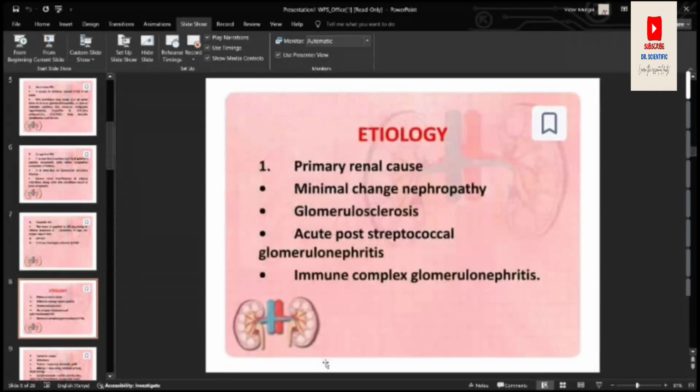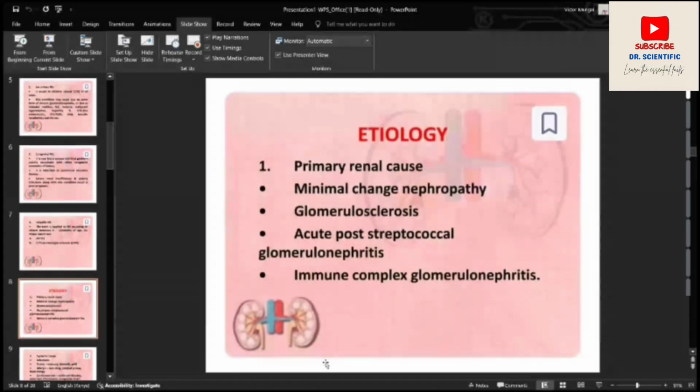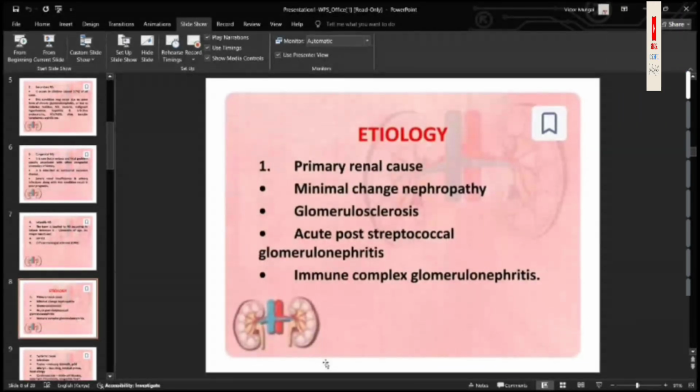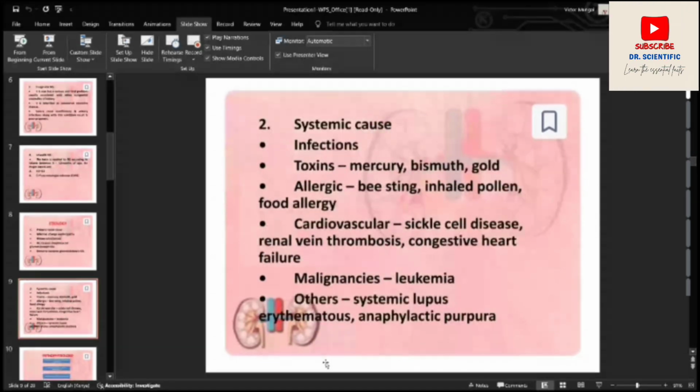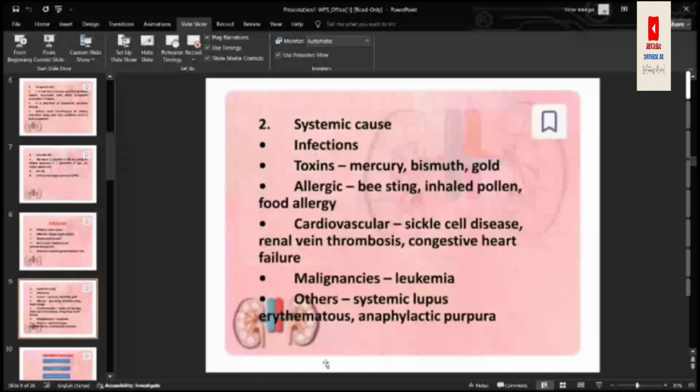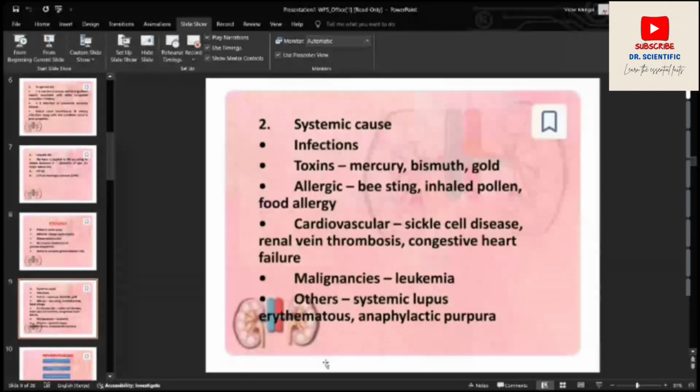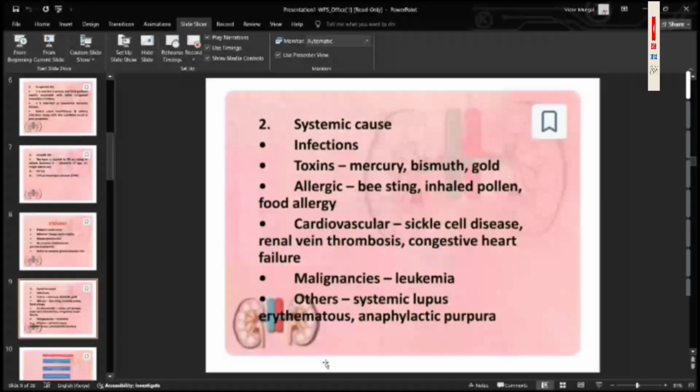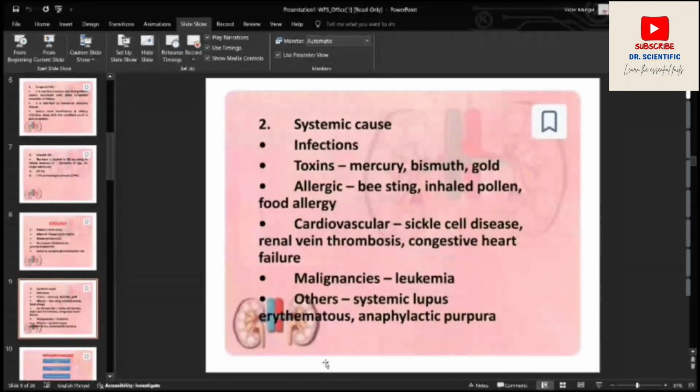Then we have the etiology. The etiology is divided into 2: the primary and the systemic cause. The primary renal causes are the ones I was just telling you about: glomerulosclerosis, acute post-streptococcal glomerulonephritis. And then the systemic causes are infections, toxins, allergy, the bee sting, inhaled pollen, food allergy, cardiovascular diseases like sickle cell, malignancies like leukemia, and others, for example systemic lupus erythematosus and anaphylactoid purpura.